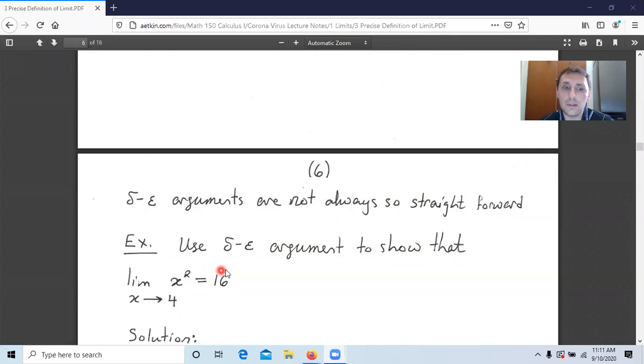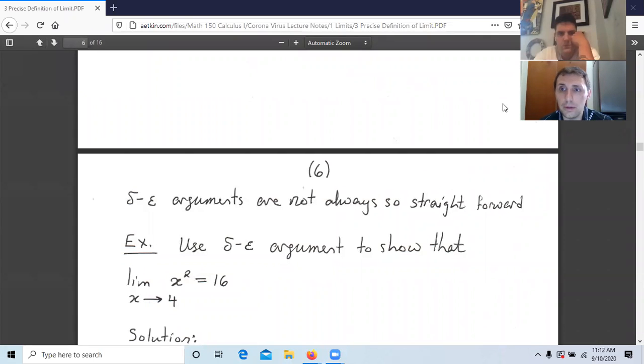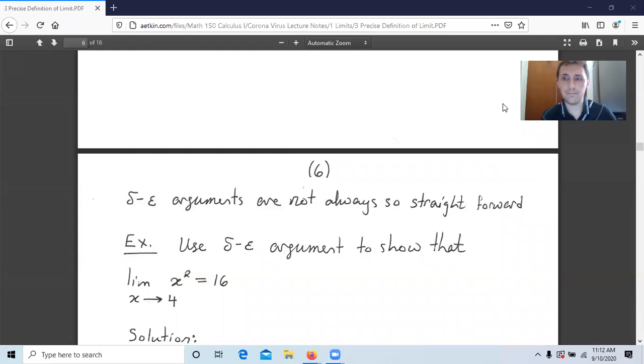Before we solve this exercise where we want to show that the limit as x goes to 4 of x squared is 16 using a delta epsilon argument, would anybody like to recall what that argument is about in very simple terms? What is it that we're trying to capture? What is it that we are trying to convey? Anyone?